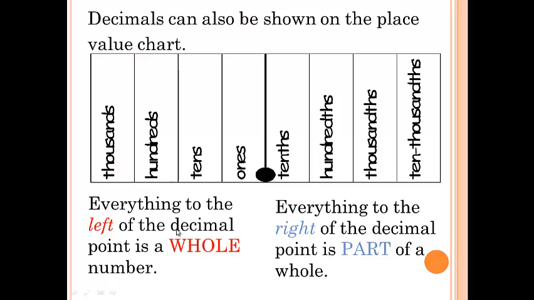So everything to the left of a decimal point is a whole. Everything to the right of the decimal point is a part of a whole, or called the decimal part.